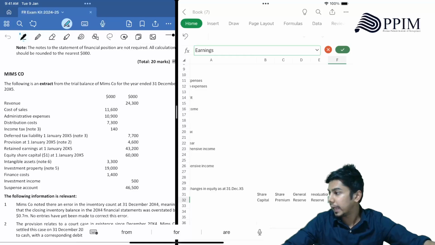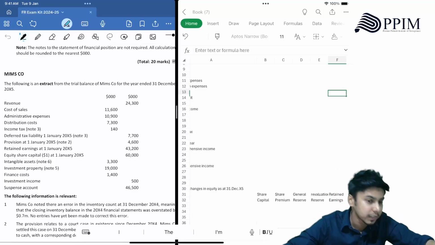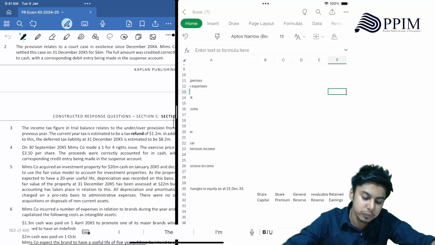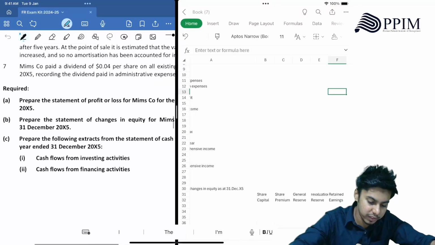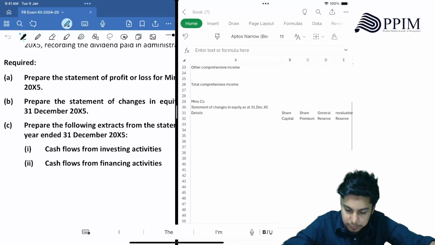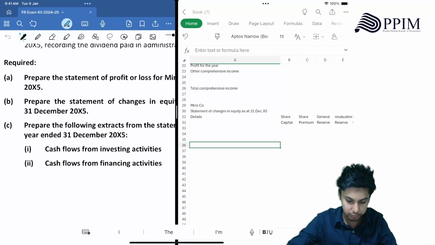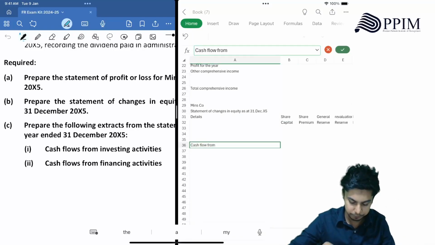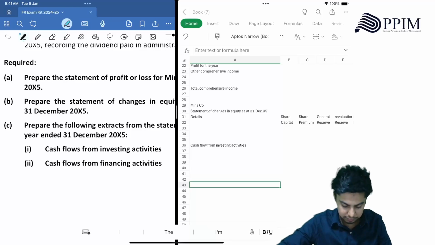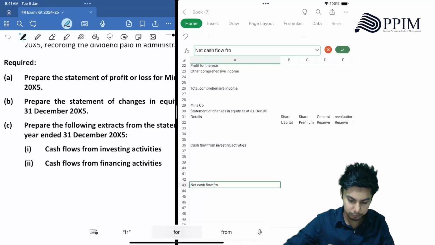Remember in this past paper, they are also asking students for the cash flow statement. Not the full cash flow statement, only cash flow from investing activities and financing activities. Let's draw that once and for all, then it will be easier. We have cash flow from investing activities, leave around 4 to 5 lines, then net cash flow from investing activities.